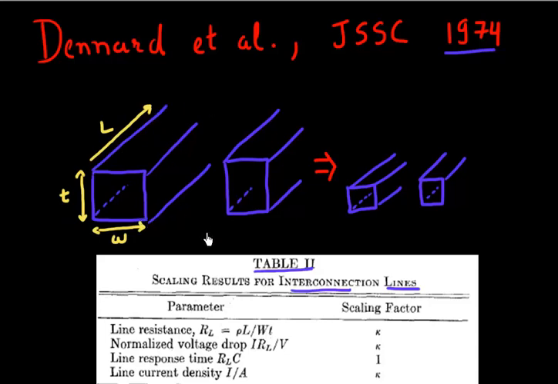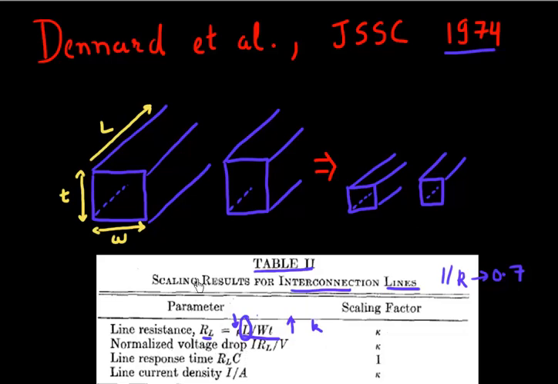So what he said was, if you scale all the dimensions again by a factor of 1 over k, or you scale all of them by 0.7, the resistance of your line actually increases. So why is that? Your length is decreasing, but your area is decreasing as the square of that. So your width is decreasing, and your height is also decreasing. So your resistance, assuming you have a constant resistivity, actually increases. It goes up by this factor k.